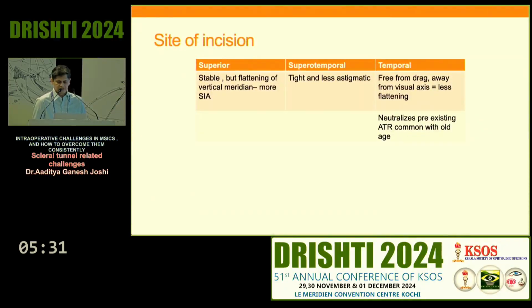Even the site of incision is important. A superior incision is more stable, but it can flatten the vertical meridian and cause more astigmatism as compared to the temporal one, which can neutralize the pre-existing astigmatism, which is common with old age.